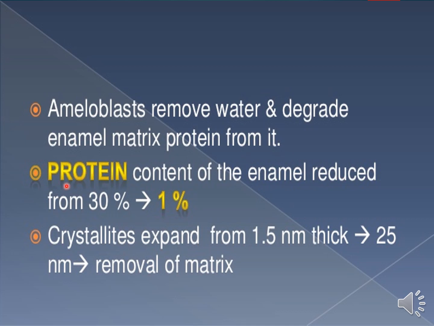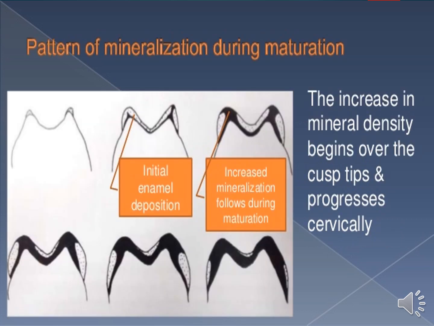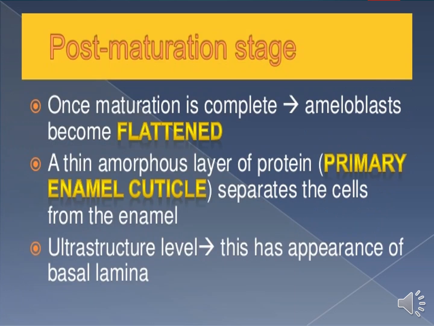So as I said, the enamel protein content is reduced from 30% to 1% during the maturation stage. Ameloblasts remove this water and degrade the enamel matrix protein. The crystals increase and expand in their thickness. So how does this pattern of mineralization happen? It mainly begins from the cusp tips and progresses towards the cervical region. So the cusp tip is the first site, and it extends towards the cervical or cemento-enamel junction. This is the pattern of mineralization during maturation.